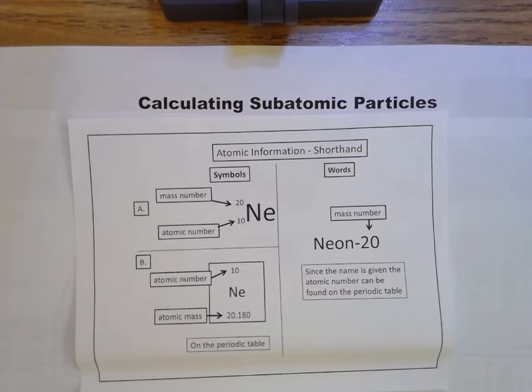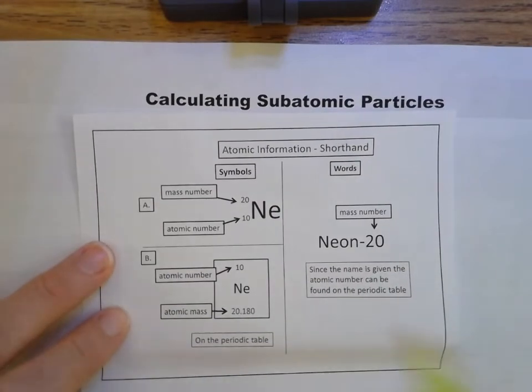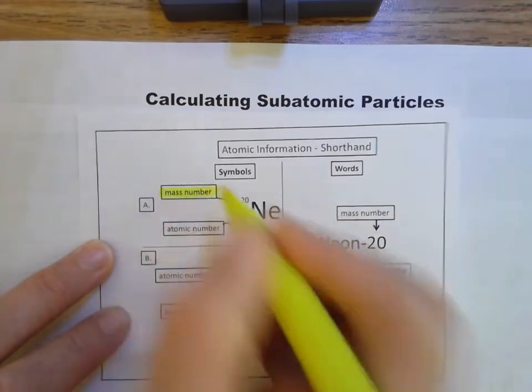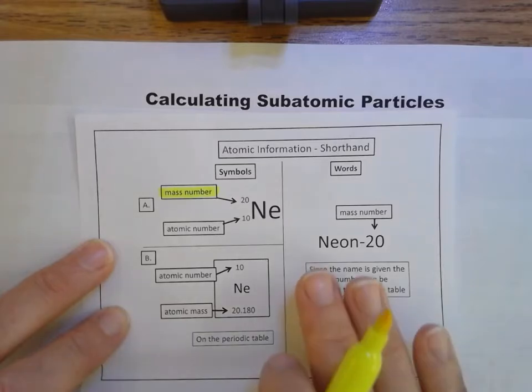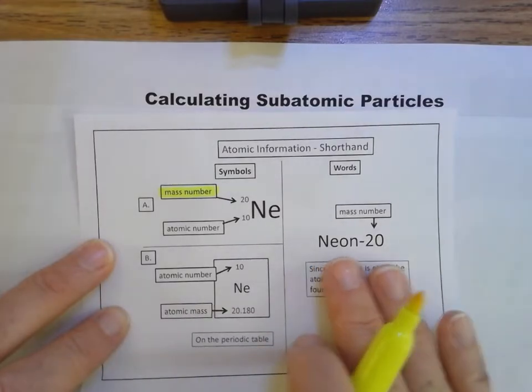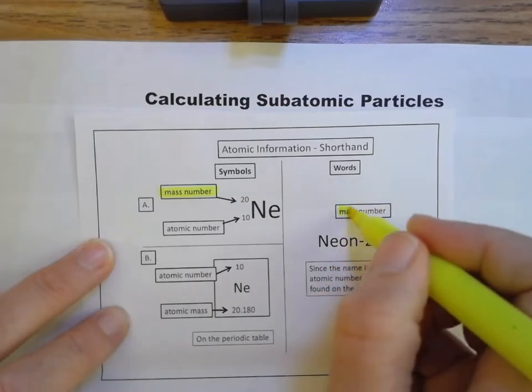So right here, this word says mass number. If it's written in this format, the top number to the left is always the mass number. And if it's written with a word or it uses a symbol, a dash, and a number, that number is also the mass number. These two numbers are exactly the same.